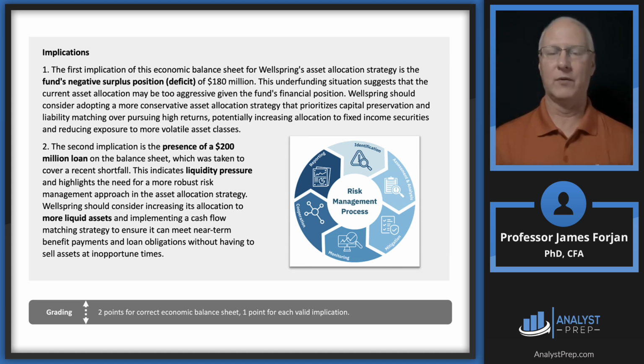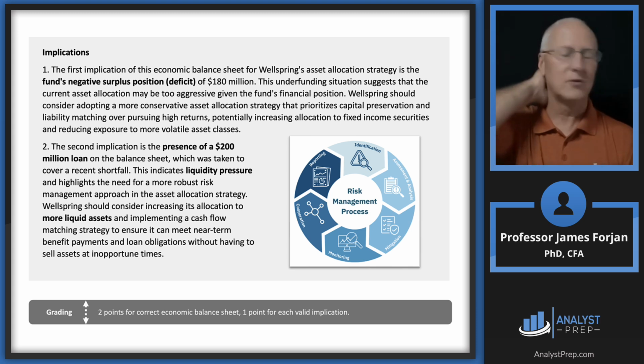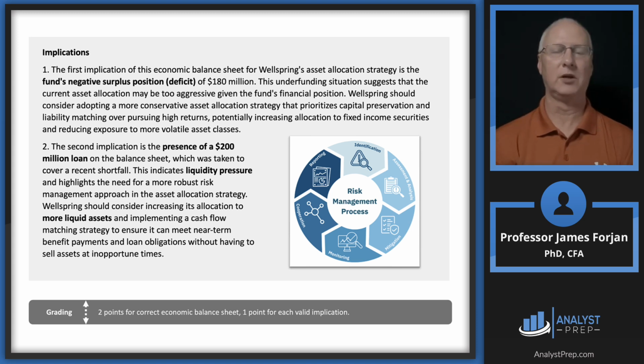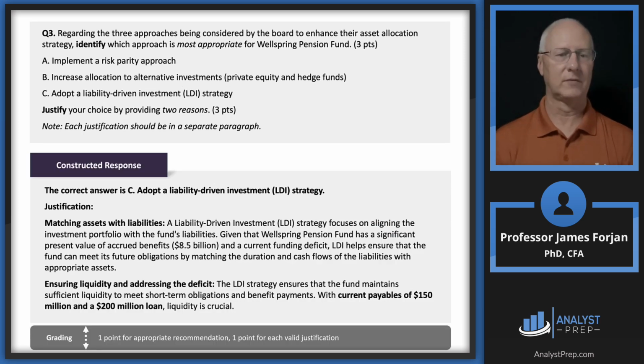Now, somewhere in there was a $200 million loan that we were told was taken out for a recent shortfall. Oh boy, that's always a sign that things are not really too terribly good. So of course, you need to mention that this loan is going to have to be repaid. So this is going to put pressure on liquidity. And so look at the solution down there. So we want to invest in more liquid assets.